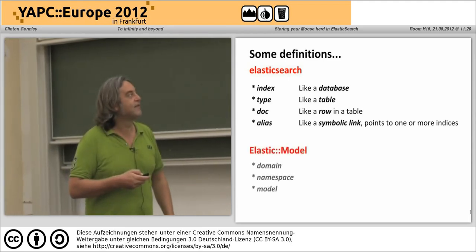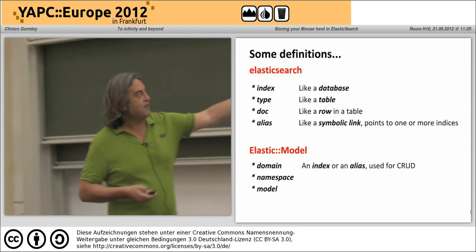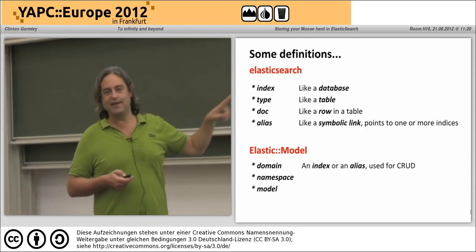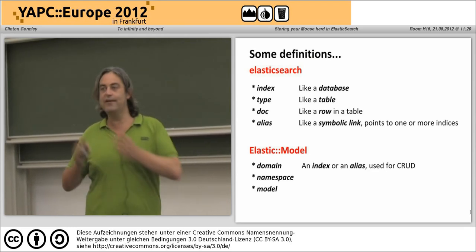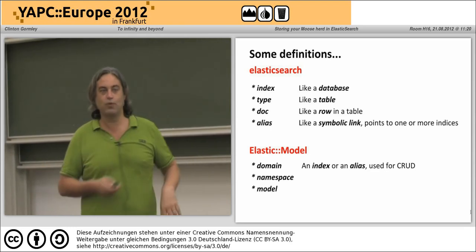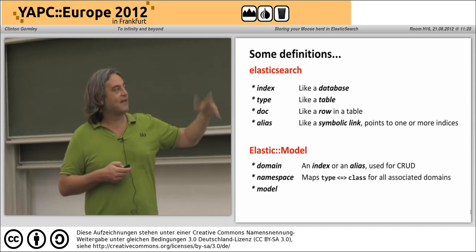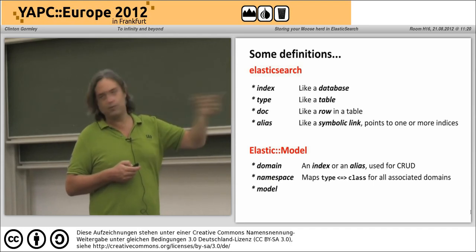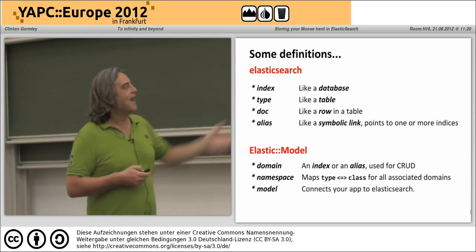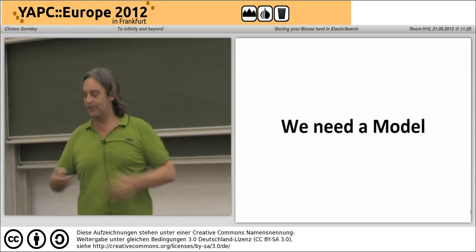Elastic Model also has some terminology of its own. A domain is an index or an alias. So wherever you see a domain, you can use either an index directly or an alias which points at one or more indices. A namespace has a type class mapping for all of the domains associated with that, and you'll see an example now. And the model is the thing that connects your app to an instance of Elasticsearch.